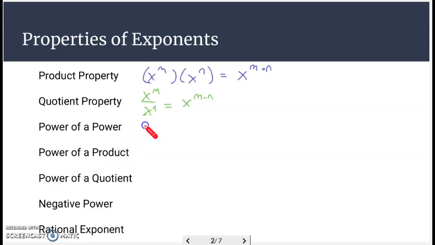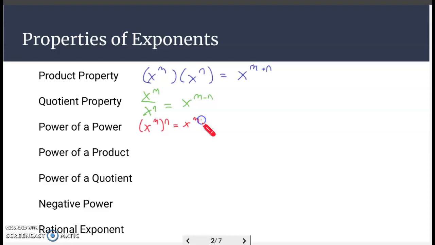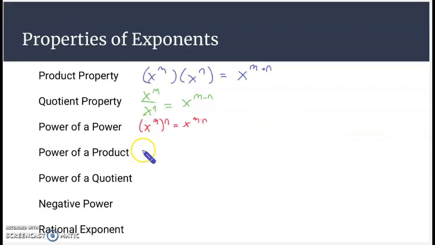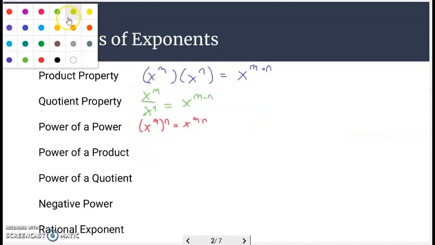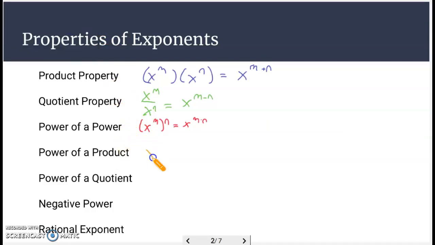Power of a power, let's say I have x to the m power and it's being raised to the n power. The exponents then get multiplied, x to the power of m times n. And power of a product, that's when we have separate variables, different variables. Let's say x times y, and let's say they're both being raised to the power of m. The x would then be raised to the m, and the y would also be raised to the m power.